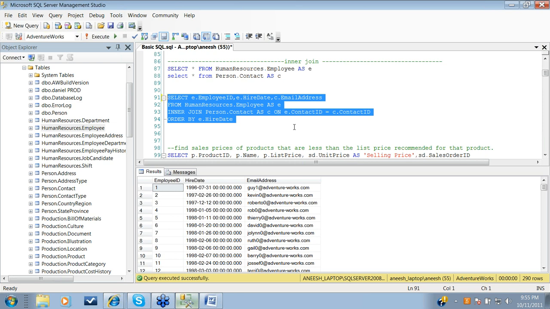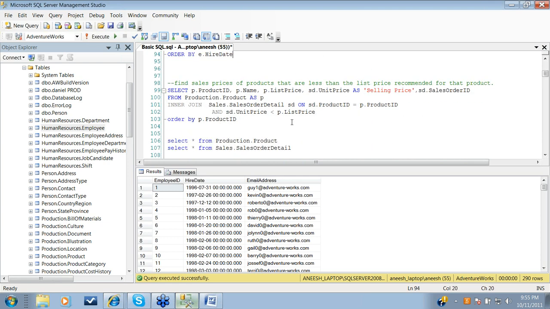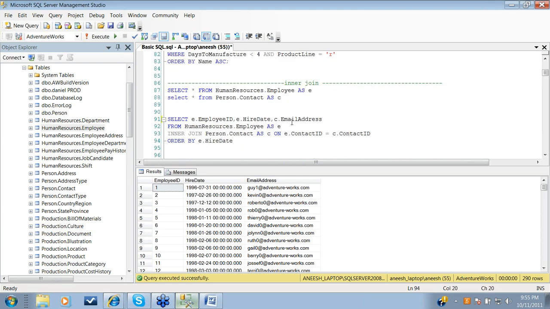Okay, all right. Another example. I have a question. Yes, go ahead. Employee ID and hire date are coming from the employee table, right? Yes. The other one, email address, is coming from the other table. So is employee ID 1 definitely matched with the email address?